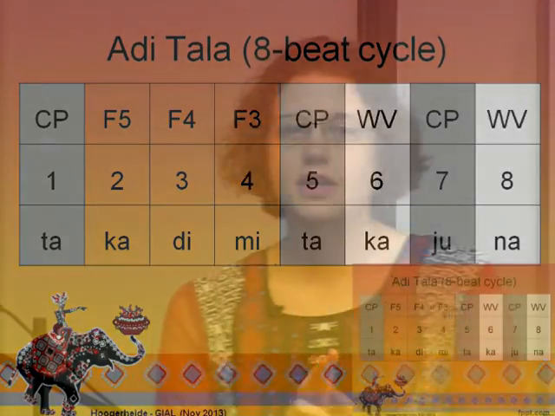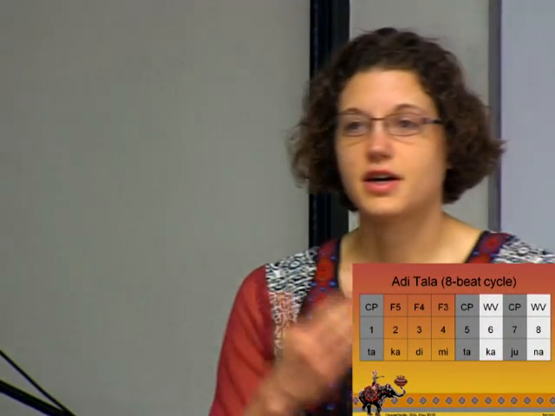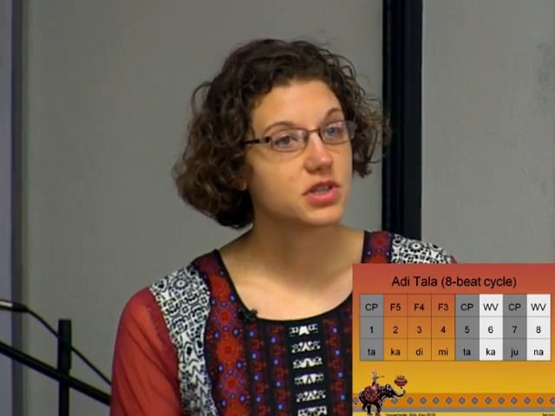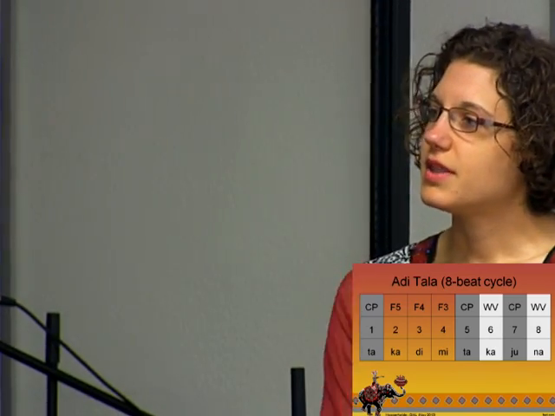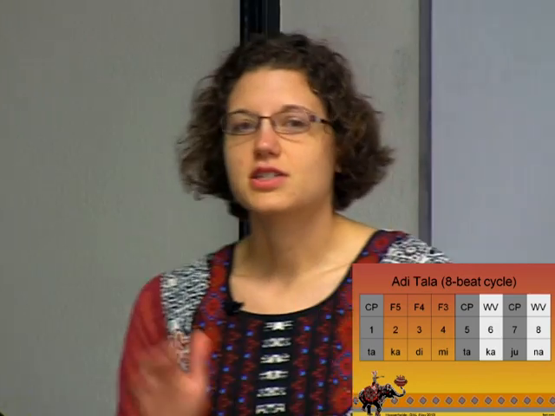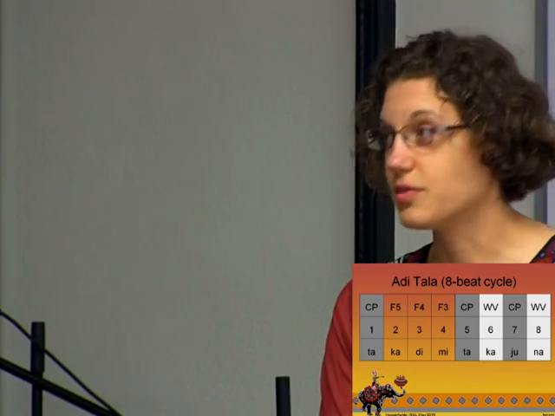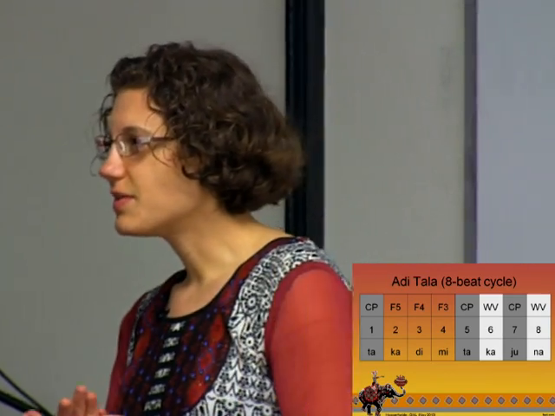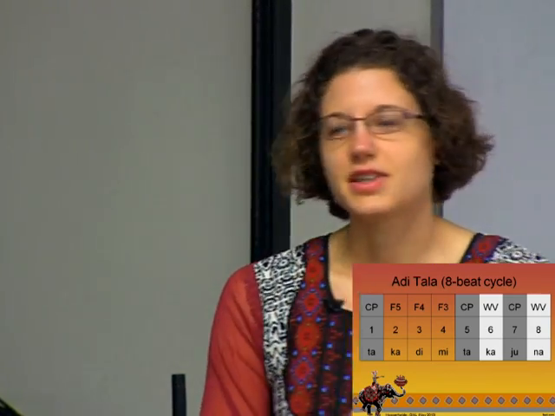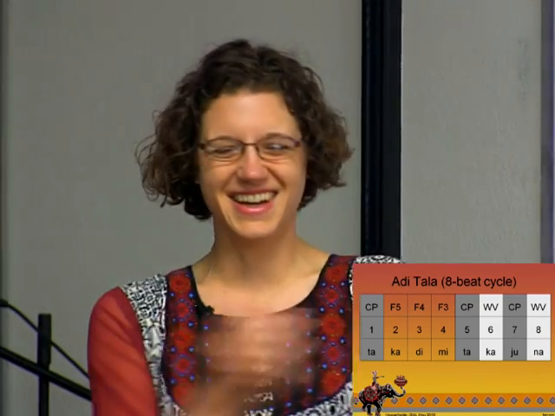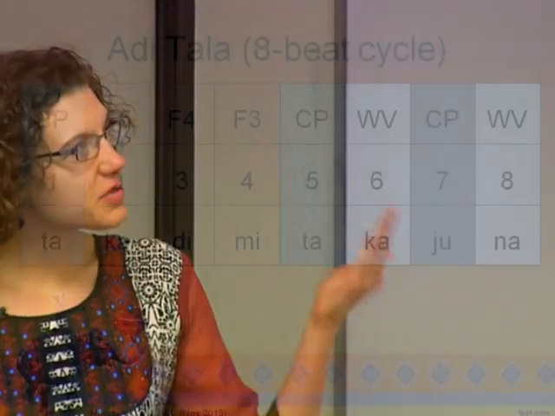Thaka, dhimi, thaka, juna, thaka, dhimi, thaka, juna. Or what if we went triple speed? Thaka, dhimi, thaka, juna, thaka, dhimi, thaka, juna. Or what if we went quadruple speed? Thakadimi, thakajuna, thakadimi, thakajuna. Almost made it. So that's one way we can create interest.